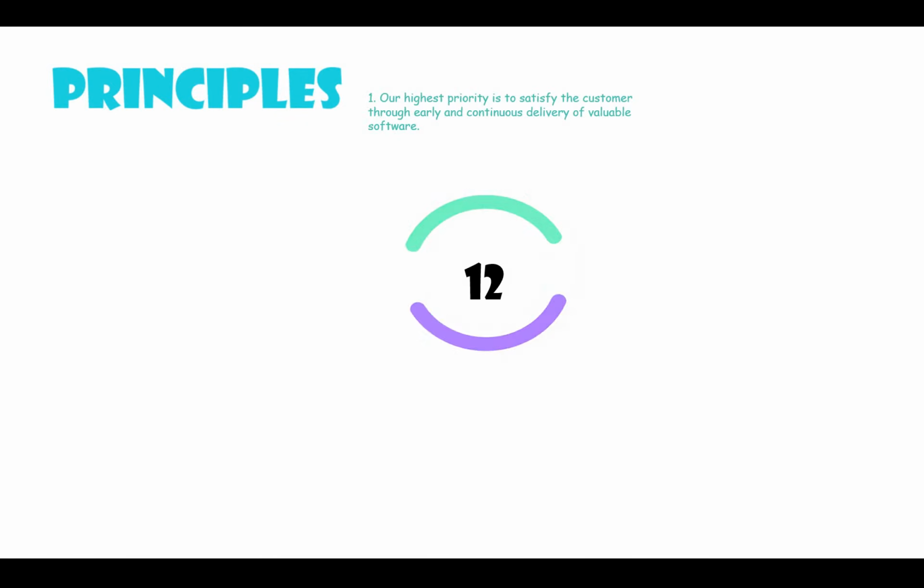So the first principle is: our highest priority is to satisfy the customer through early and continuous delivery of valuable software. One of the values we spoke about is that Agile is focused on software, right? At the end, we have working software. In the same way, one of the principles is to satisfy the customer as early as possible and continuously deliver valuable software.